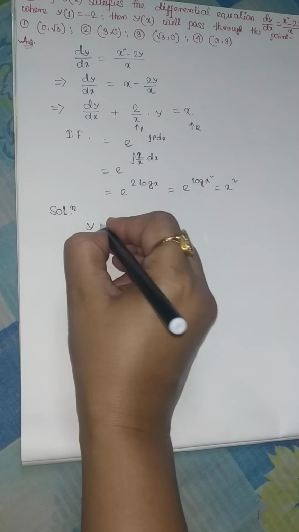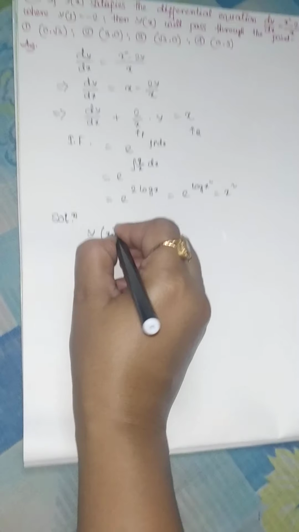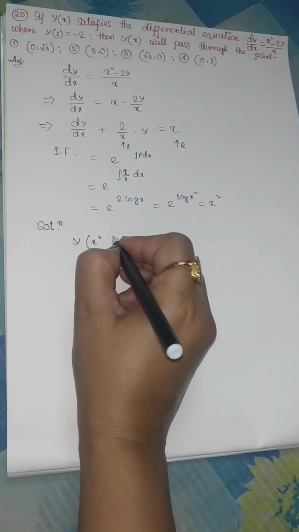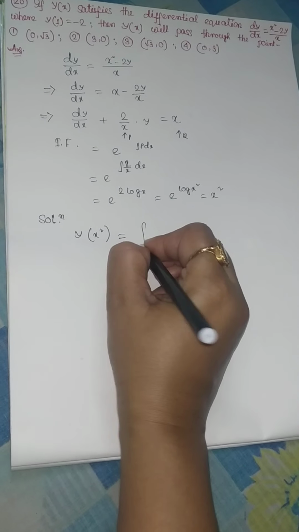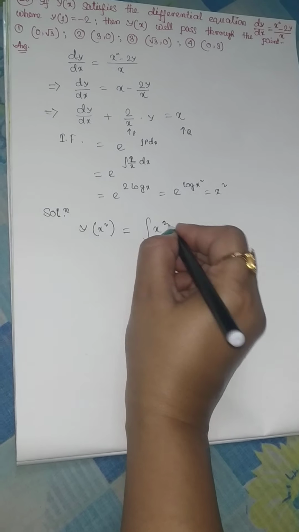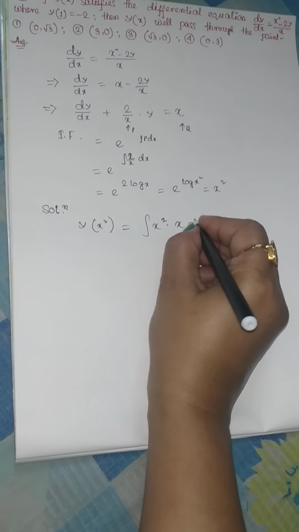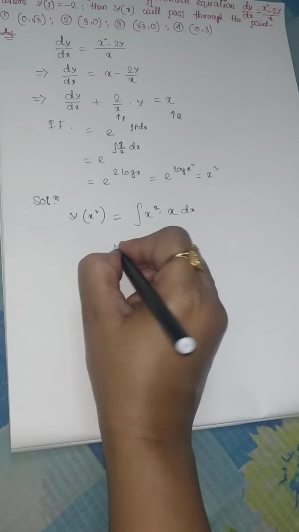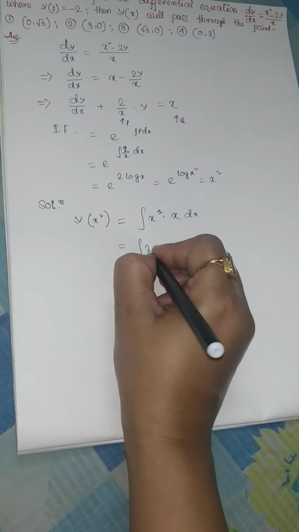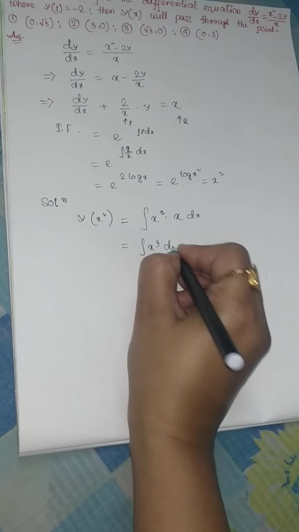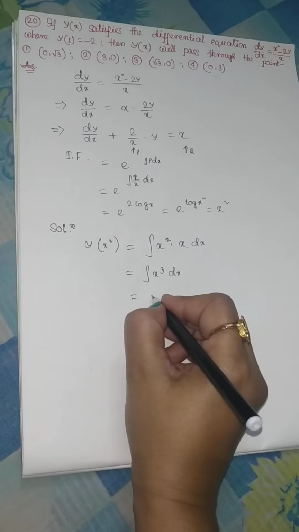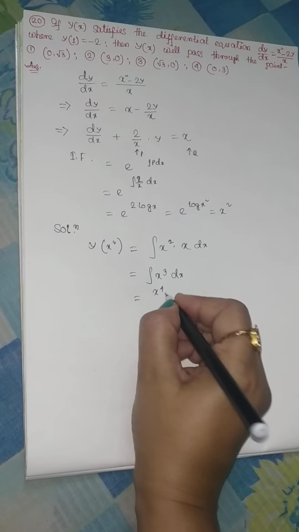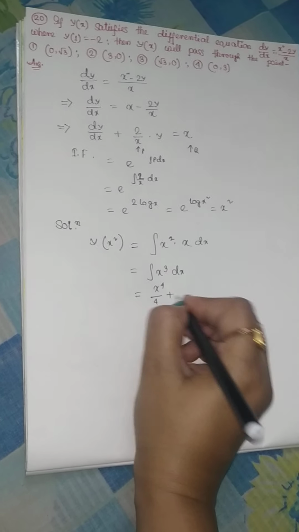y into x² is equal to the integral of x² into x dx, that is equal to the integral of x³ dx, that is equal to x⁴/4 + c.